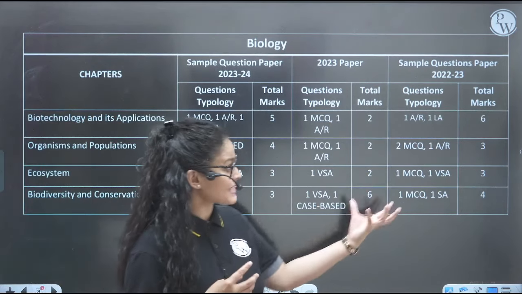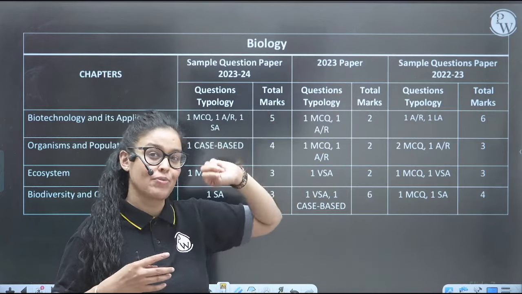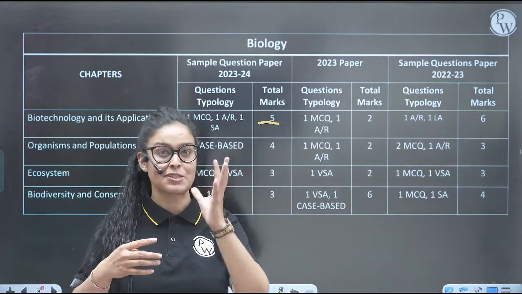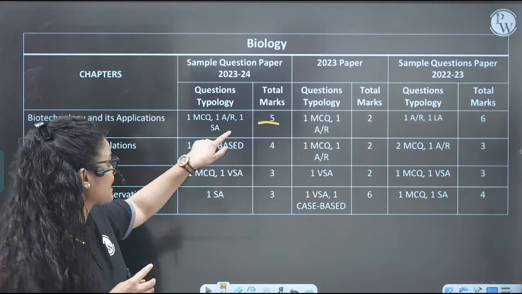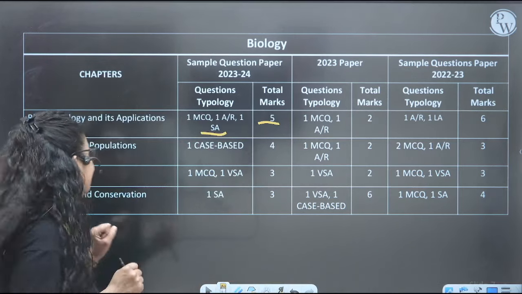As per sample papers, they had asked 6 questions, and in the actual exam, they asked 2 questions. And then this time they have asked 5 questions. Now you can expect plus 2 minus 2 questions from this chapter. And this was the pattern, the typology of the questions.